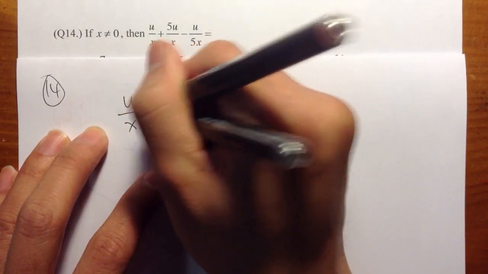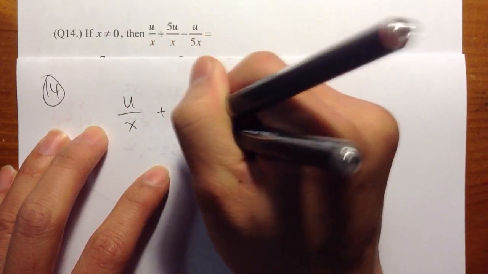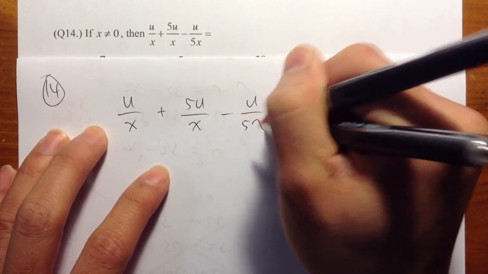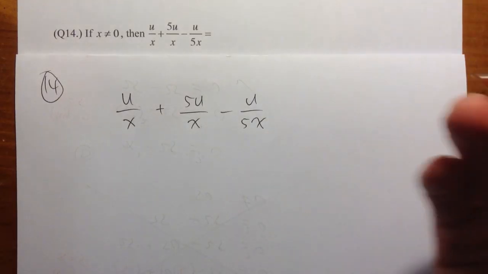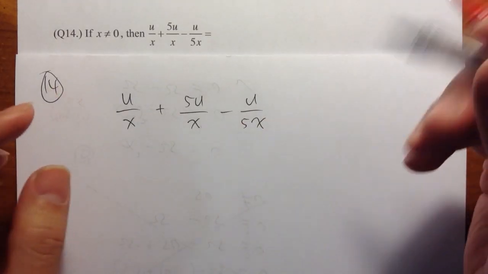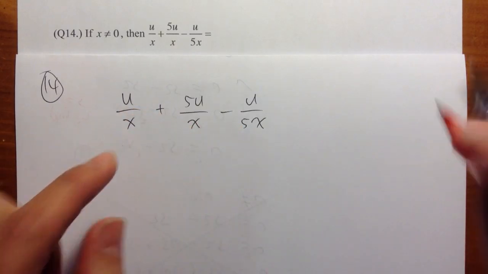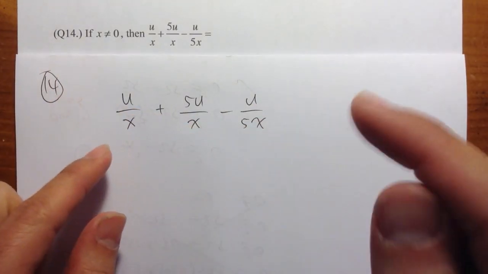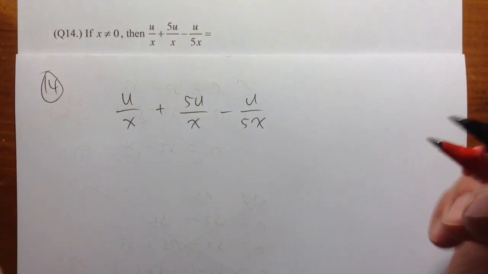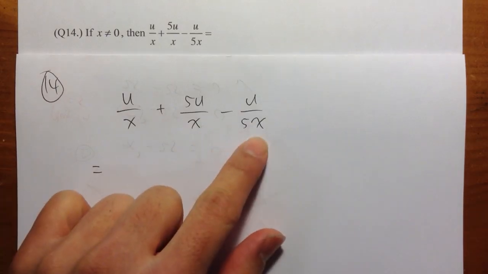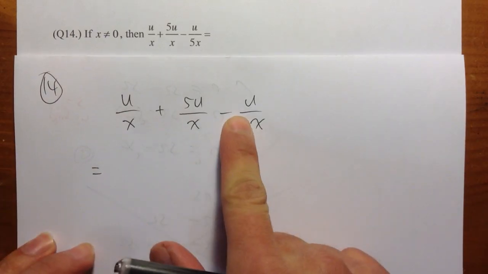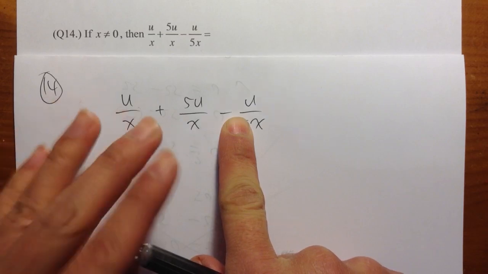Anyways, number 14. How do we add or subtract fractions? u over x plus 5u over x minus u over 5x. They are called rational expressions, but they are just fractions. When you are adding or subtracting fractions, we need to make sure that they have the same denominators, but they do not, unfortunately, in this case. Notice that everything already has an x. If the 5 is not there, everything has the same denominator x.